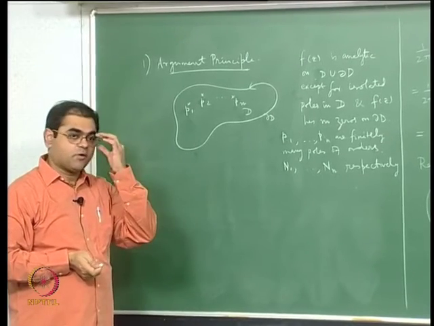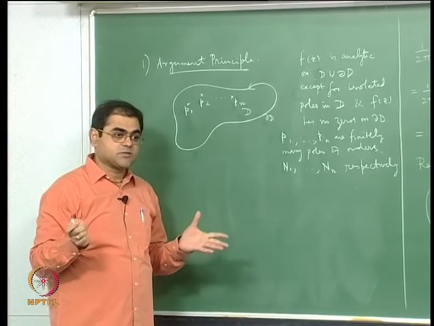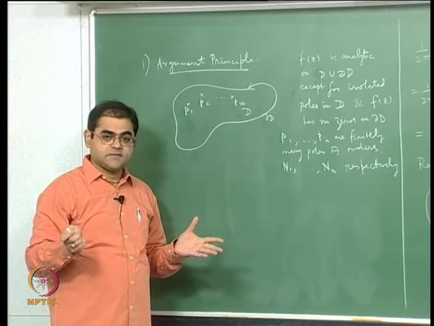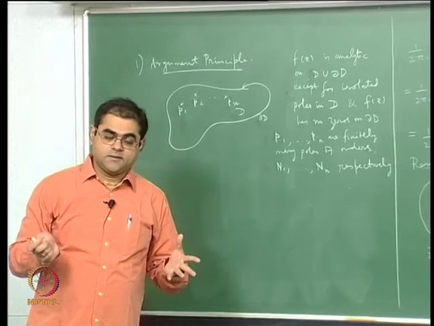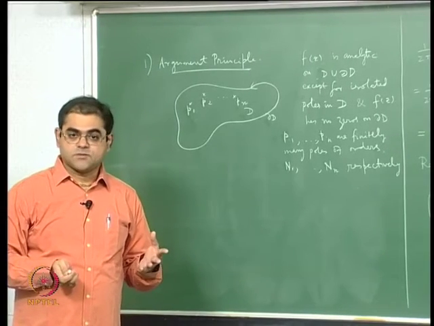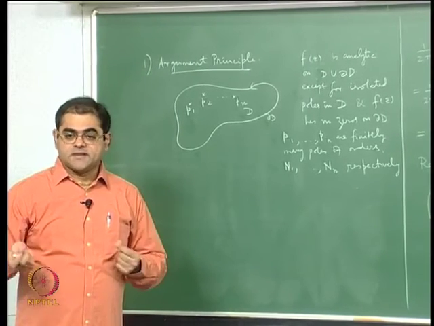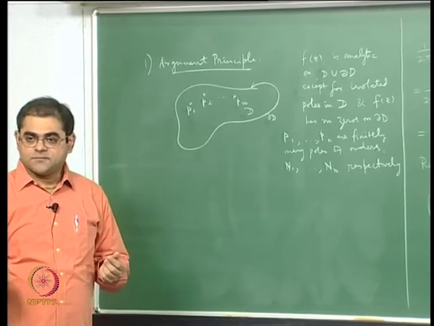The reason is because I've already told you the zeros of an analytic function are also isolated. The zeros of an analytic function are isolated. This is a result that you should have come across in a first course in complex analysis. And what is the reason? The reason is actually the identity theorem, if you want.